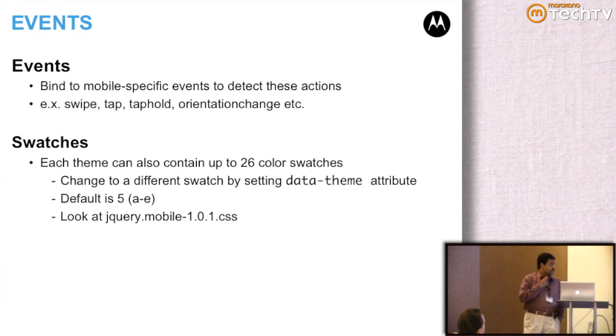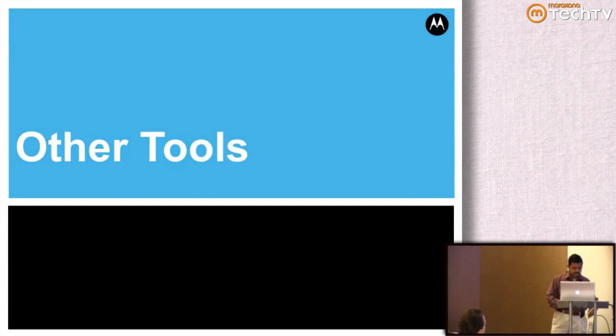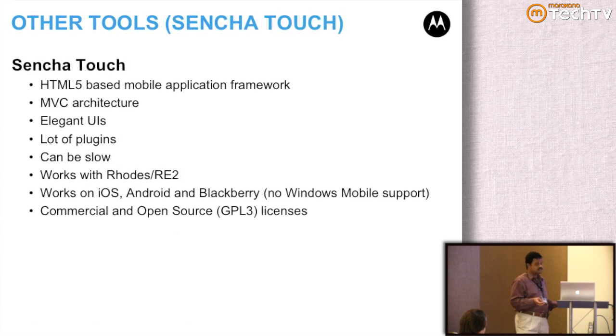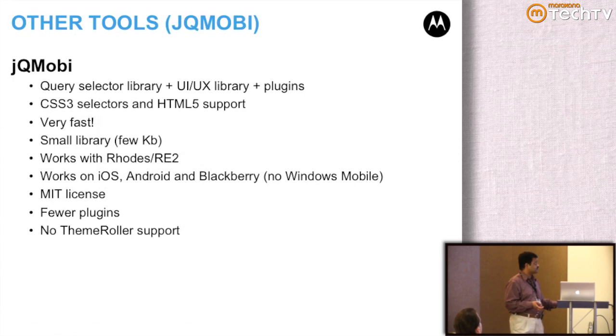As I mentioned earlier, with jQueryMobile you can get access to the events that take place, for example, swipe or tap. In the interest of time, let me quickly go through the other tools. Rhodes and RhoElements support jQueryMobile, jQMobi, and Sencha Touch. So, you have a choice of using any of these frameworks that you would like for your visual needs.